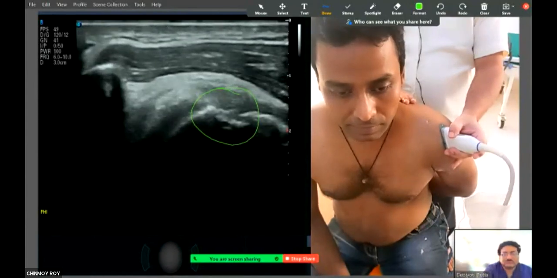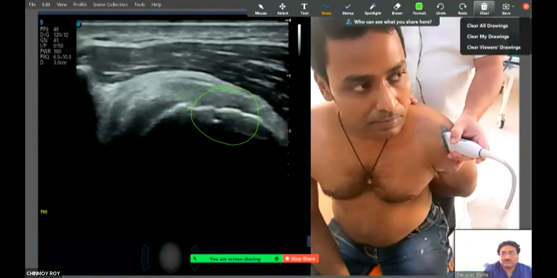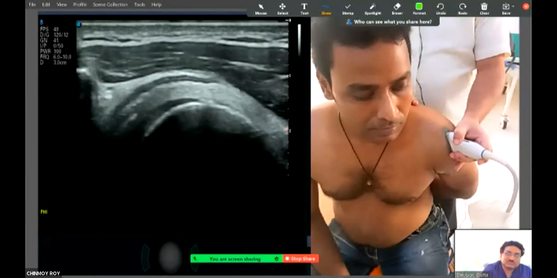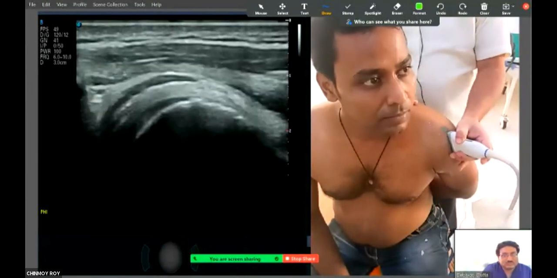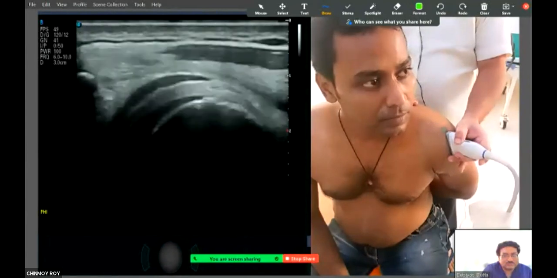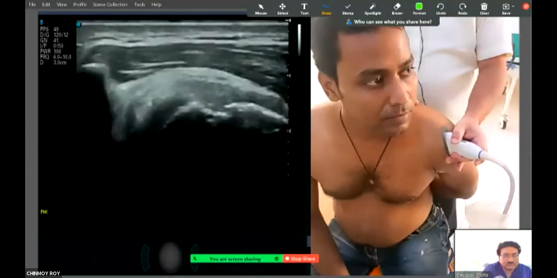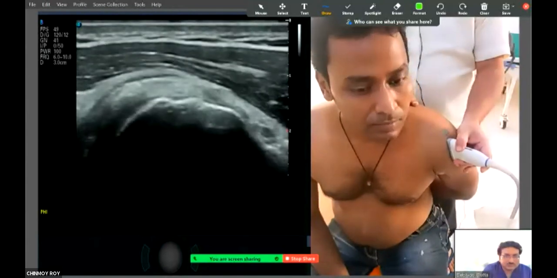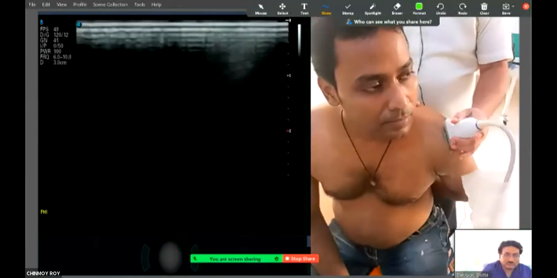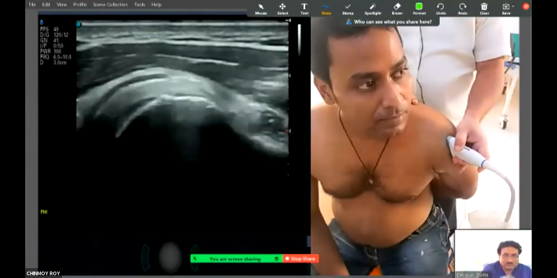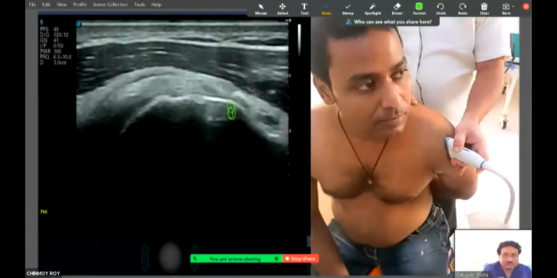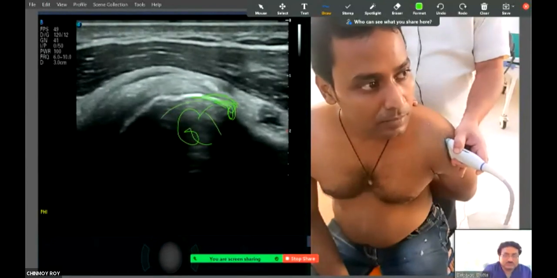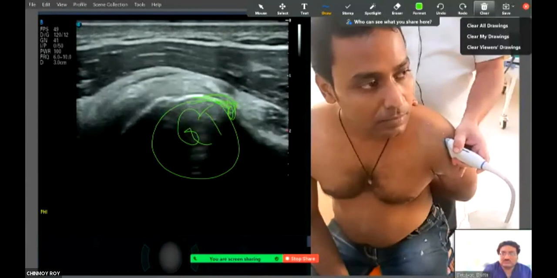Though he is our volunteer, in a normal person you will see the cortex like this. Those who have no cortical disruption, their cortex will be like this. But here the cortex has a bit of disruption. First thing you see is where it is inserted. This is more or less inserted here. This is the greater tuberosity. There is also a bird peak appearance.